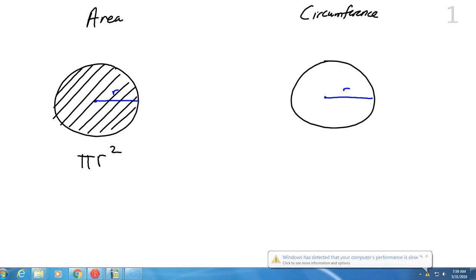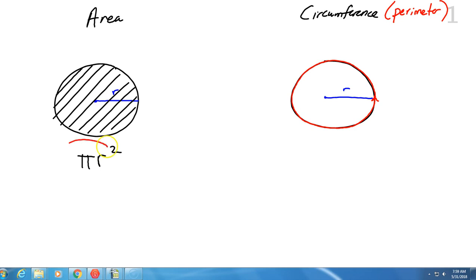And then circumference wants to know the distance. It's a length, how far it is all the way around the circle. Another word for circumference that's kind of the same is perimeter. It wants to know the length if you walked all the way around. The formula for that is very similar to this one. You just take the 2 and put it in front. So 2 pi r, or some people prefer pi d.